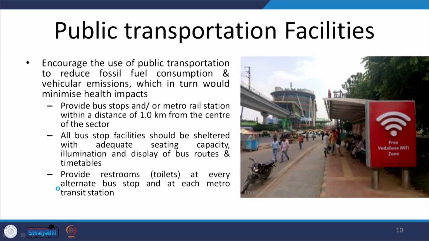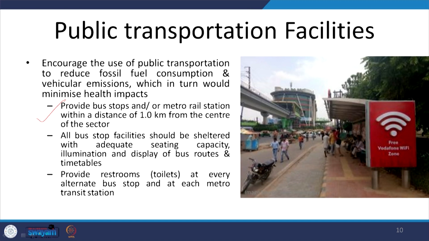The next is public transportation facilities. Here we are talking about the provision on site and design of the site in order to access transportation facilities which are available in the vicinity. For example, if we do not have a bus stop in the vicinity, then providing a bus stop within a distance of 1 kilometer from the center of the sector. Now, this is at a policy level, at a sector development level or a city development level.